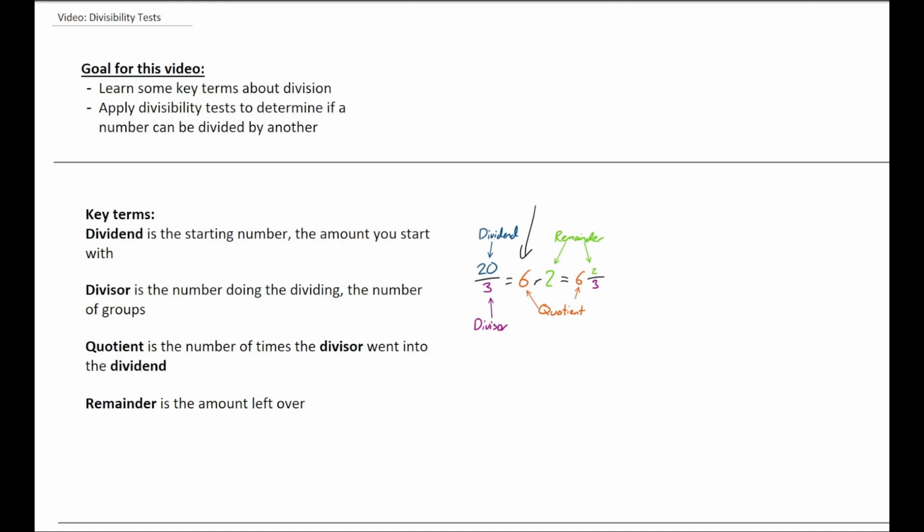Now, over here, you get the quotient. What that tells you is how many times the divisor goes into the dividend. And then lastly here, we have the remainder. That's how much was left over after you did that division. Now, 6 remainder 2, or 6 2/3, those are just 2 ways to write it. That 3 on the bottom there just is the divisor again. It's the number you were dividing by.